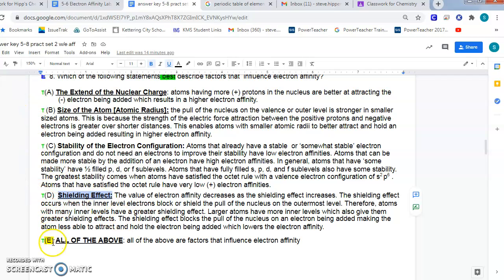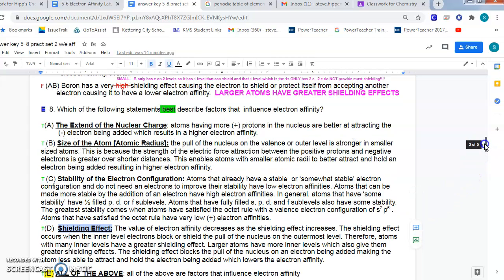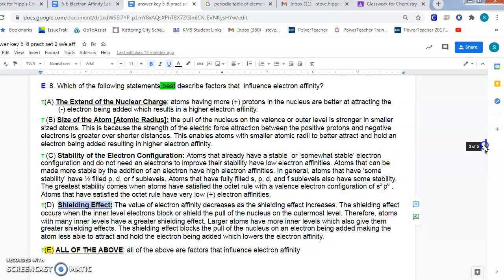All of these are true. Answer E, all of the above are true. That's the statement that best describes factors that influence electron affinities, and we will stop on question 8 with this page.